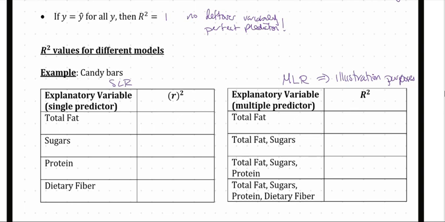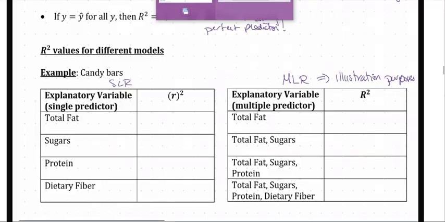All right, so this is with the candy bars data set that are already uploaded on ELC, and we're going to start with the left-hand side. On the left-hand side, as I said, we're going to build a bunch of simple regression models, and we're going to see what the correlation squared, which is the R squared, is for each of those models. So we're going to predict the calorie content once using fat, another time using just sugars, a third time using just protein, and then a fourth time using just the dietary fiber.